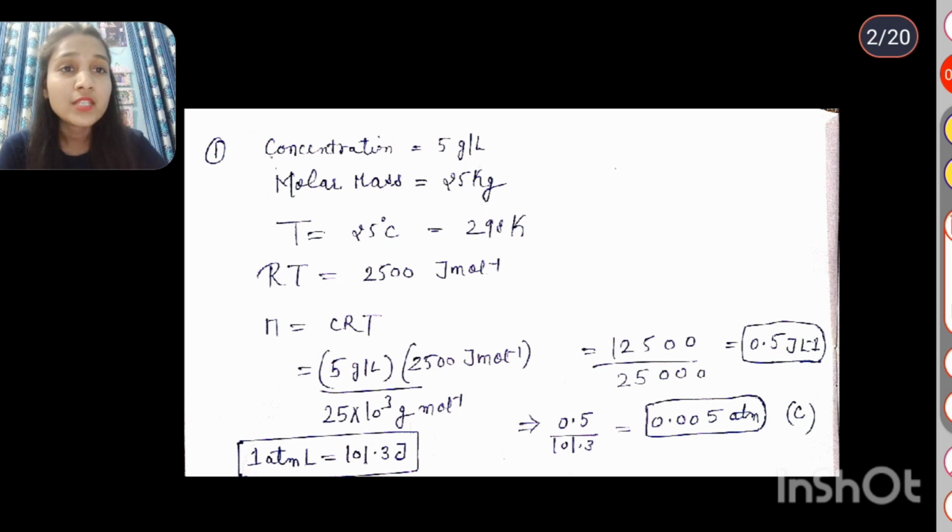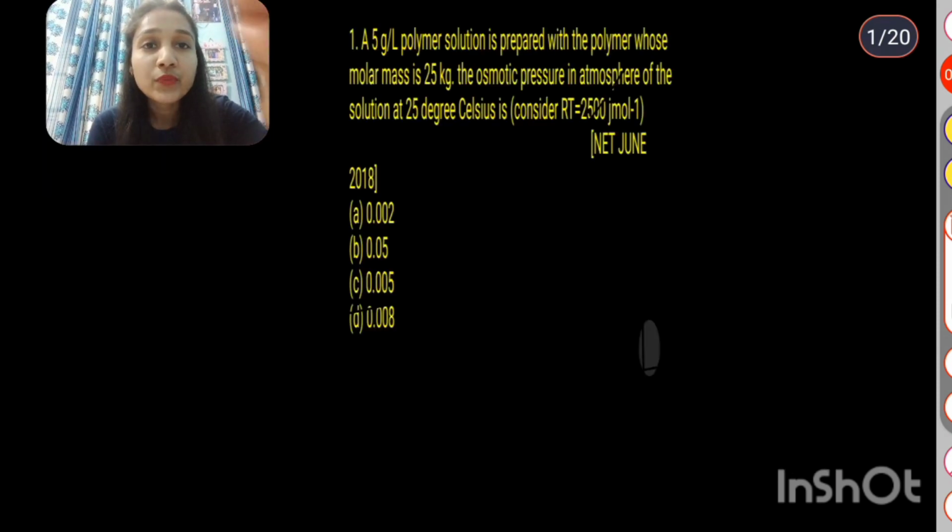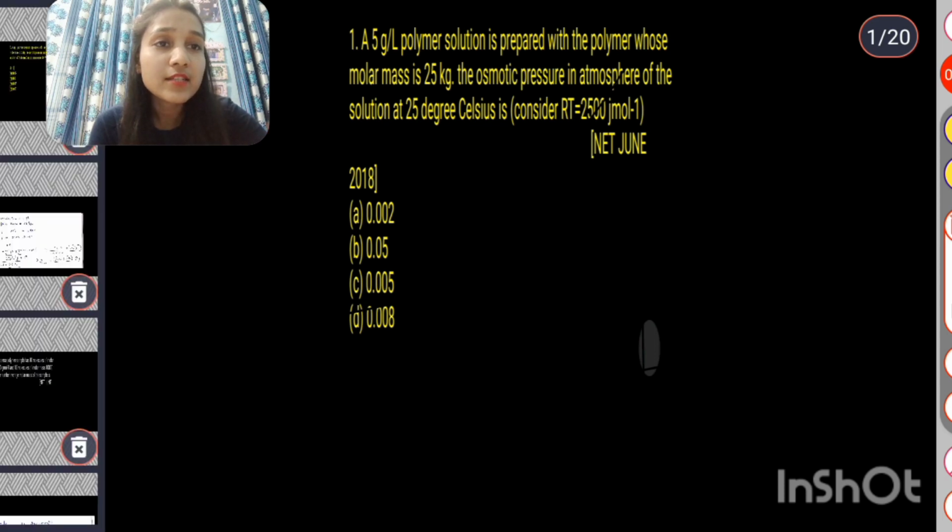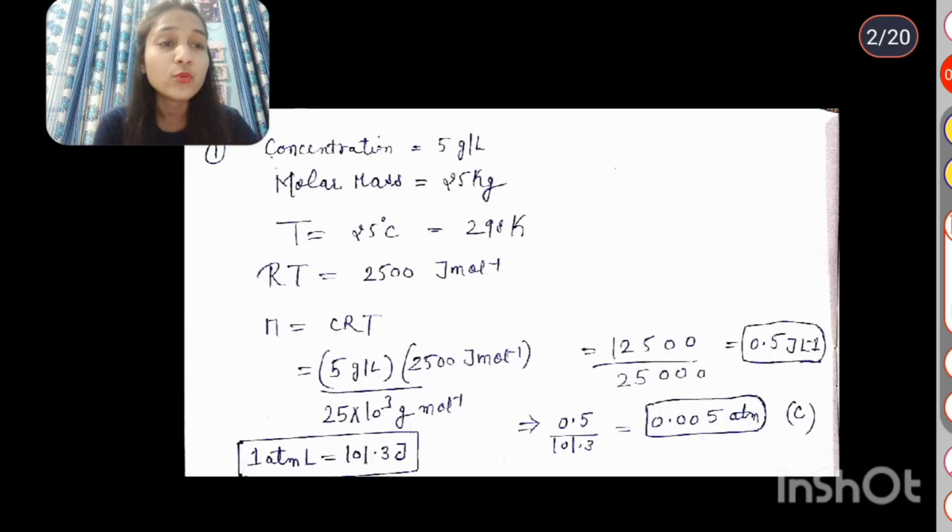So here concentration given is 5 gram per liter, molar mass is 25 kg, temperature is 298 Kelvin, RT is 2500 joule per mole. So the formula is pi is equal to CRT. Concentration here is gram per liter and the RT value given is 2500 joule per mole. As you see very clearly in the question, the answer is asked in atmosphere, the osmotic pressure in atmosphere. So you have to calculate the answer in atmospheric units.